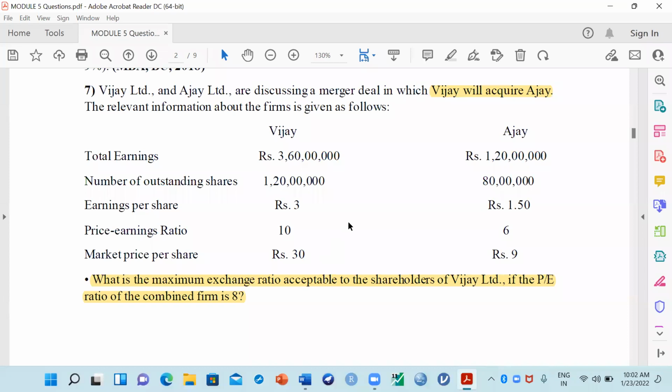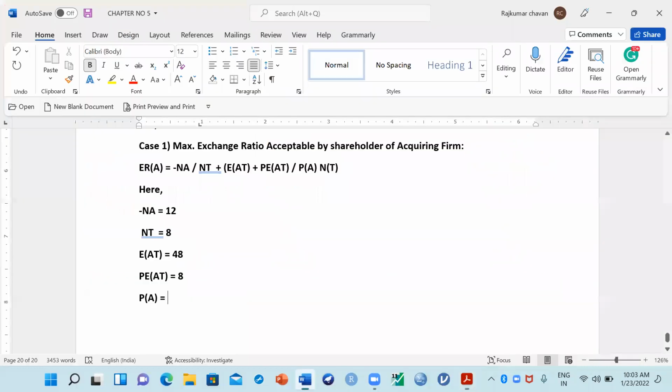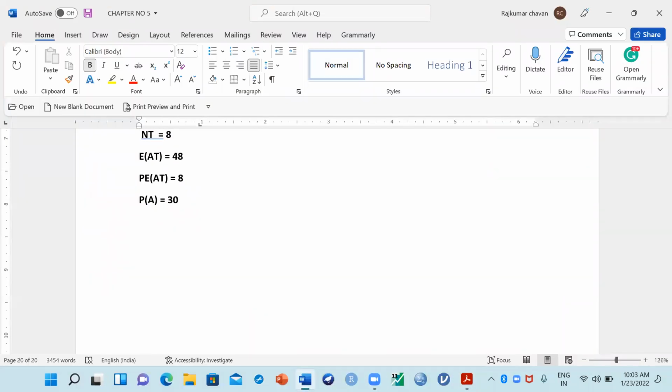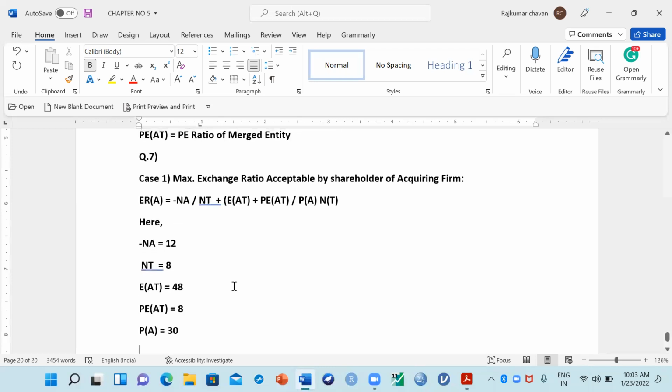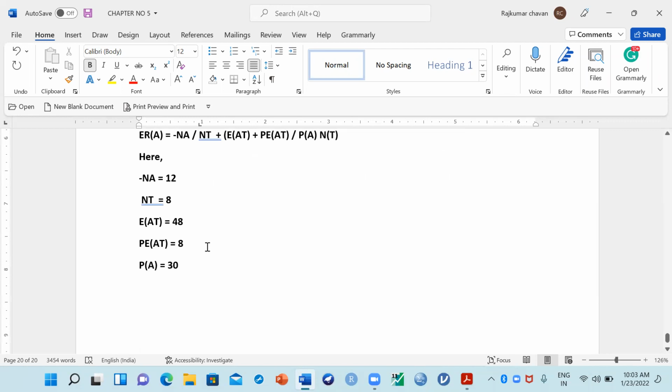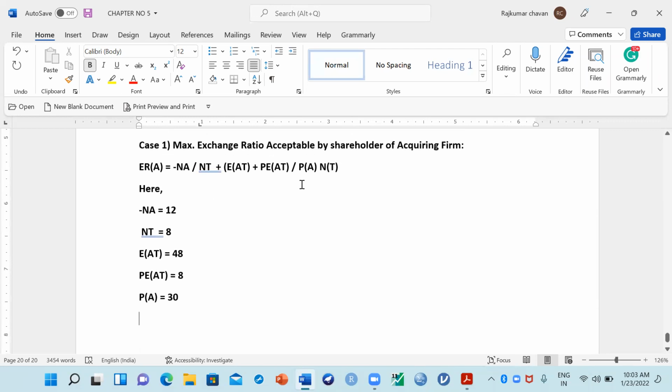Price per share of acquiring firm is how much? Can you put your answer in the chat box? What is the price per share of Vijay? Acquiring firm is our Vijay. Can you see here there is a market price per share given, which is nothing but how much rupees? 30 rupees. So we got the price per share of the acquiring firm also. Now just add into the formulas, and based on that we'll solve this one.